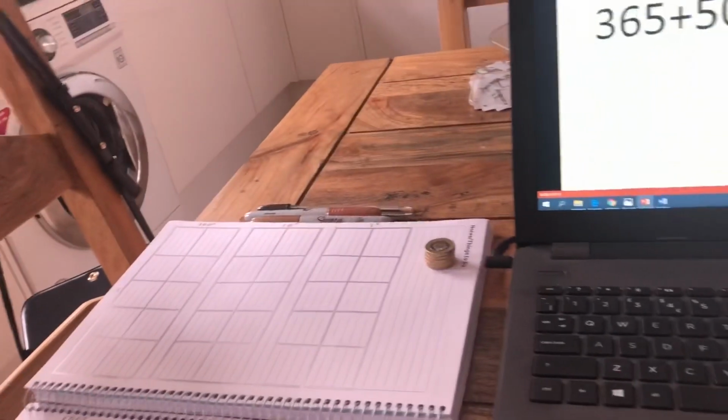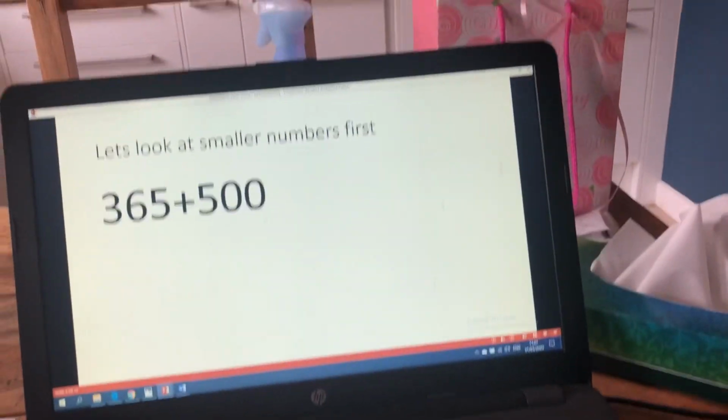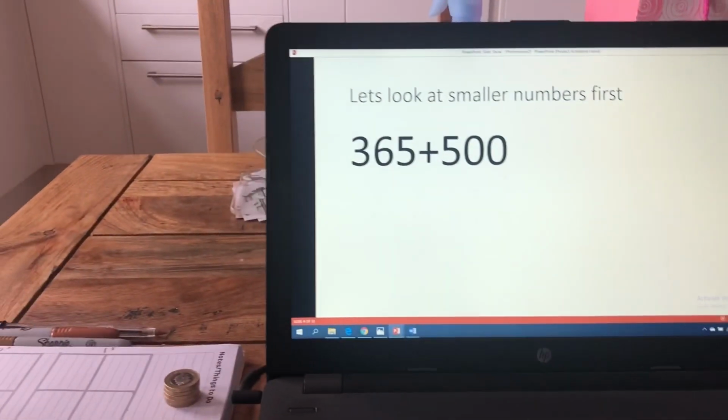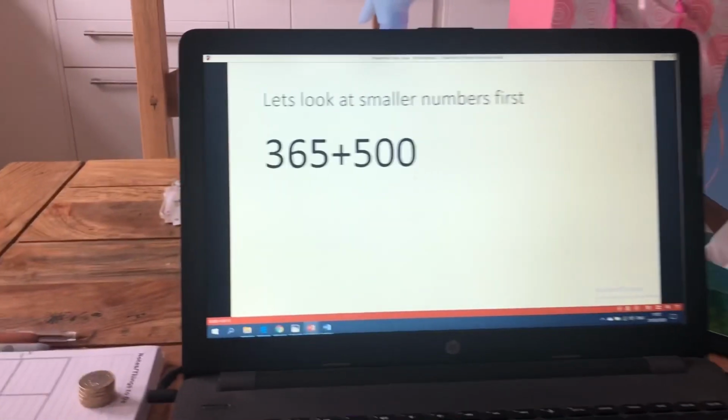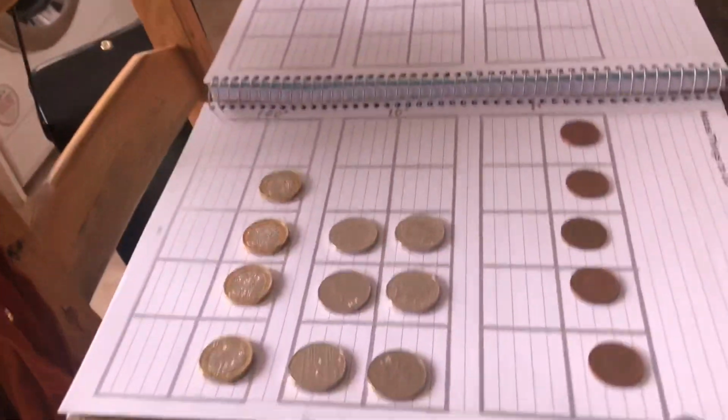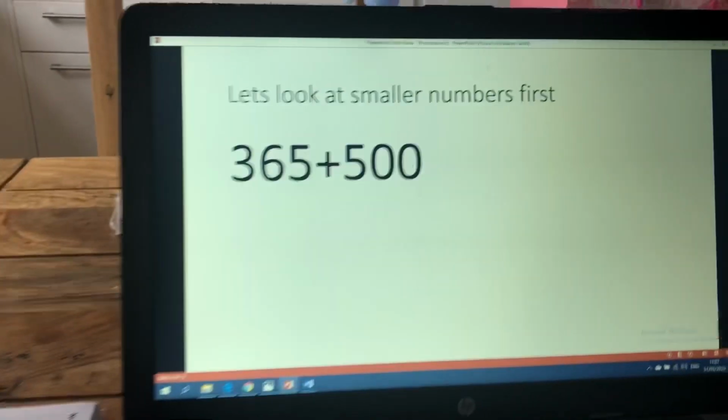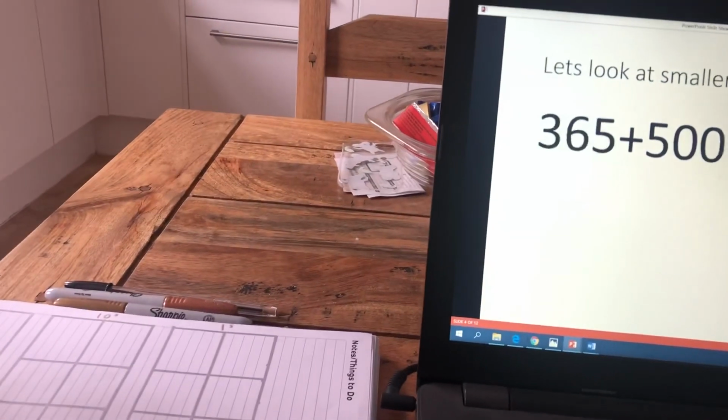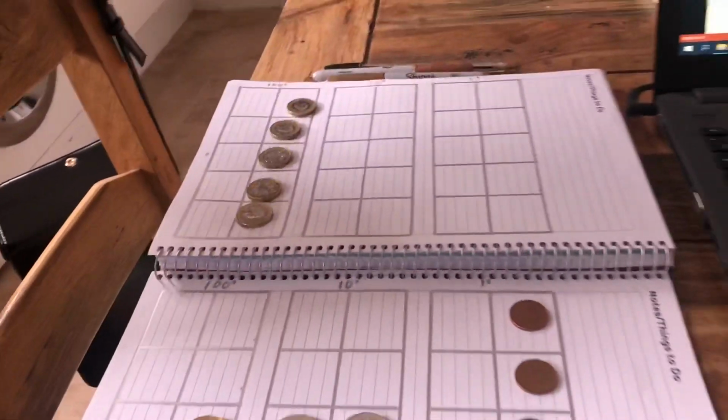So I'm just going to reset my board. I need 365. Sorry about the shaky nature. I need to get myself a GoPro, I think, don't I? Right, here we go. 365, and we're going to add to that 500. So I put my 500 above, and that's what it looks like.